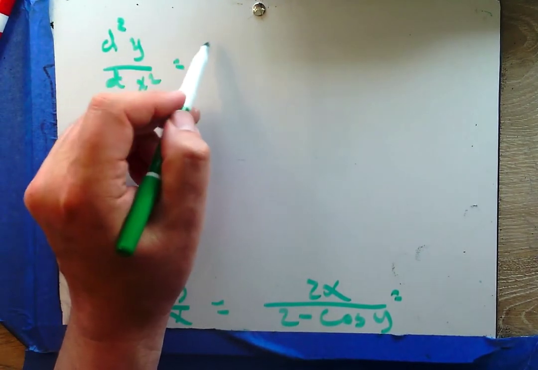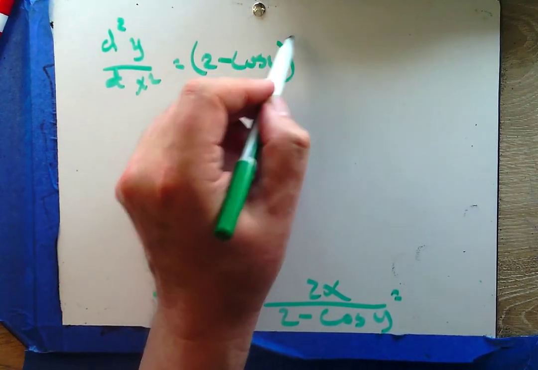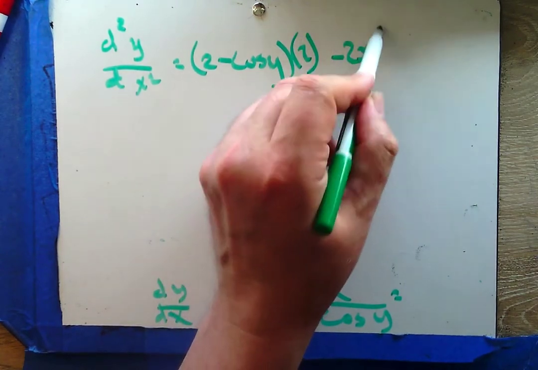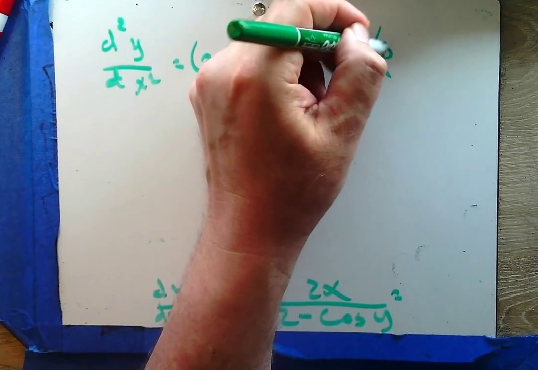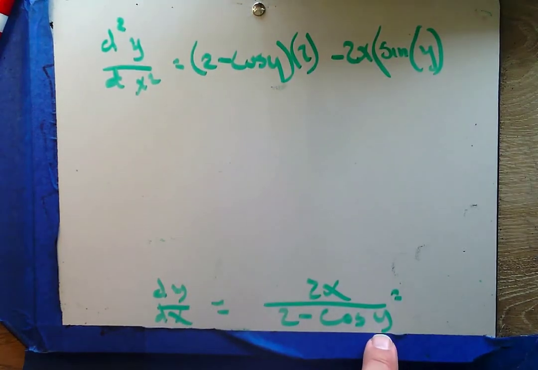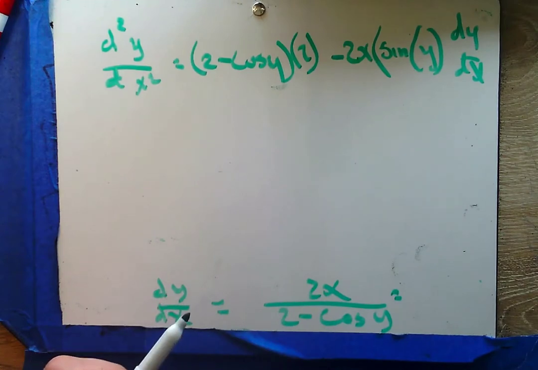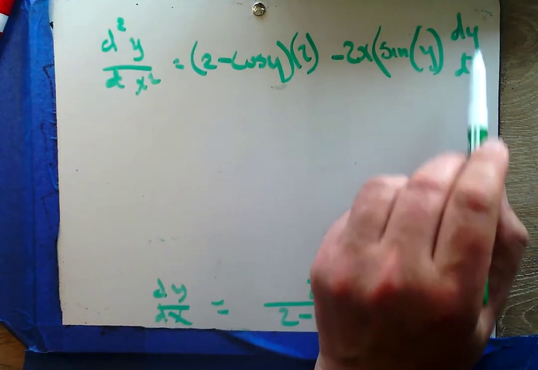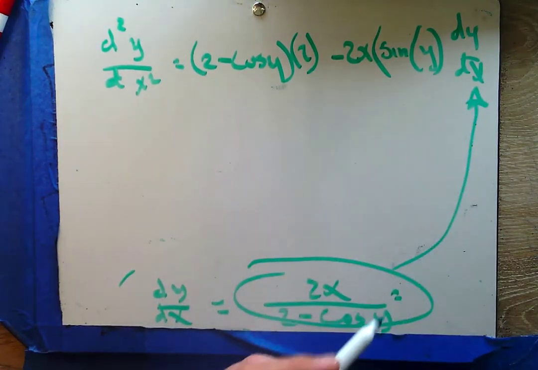is going to be low d high minus high d low. The derivative of 2 is 0. The derivative of negative cosine is positive sine. Leave the inside alone. Then you want to multiply by the derivative of that inside thing with respect to x. Well, I'm looking for dx. No, I have that. Oh, right, that's the thing I have to substitute in.